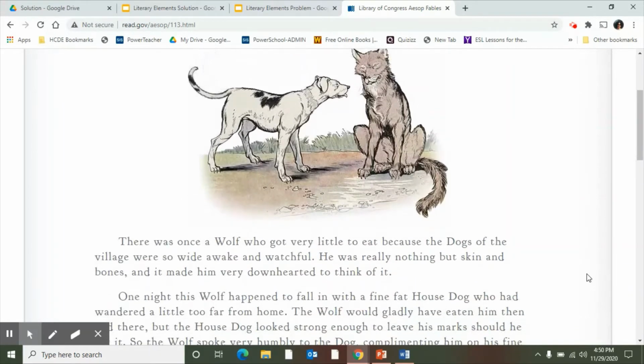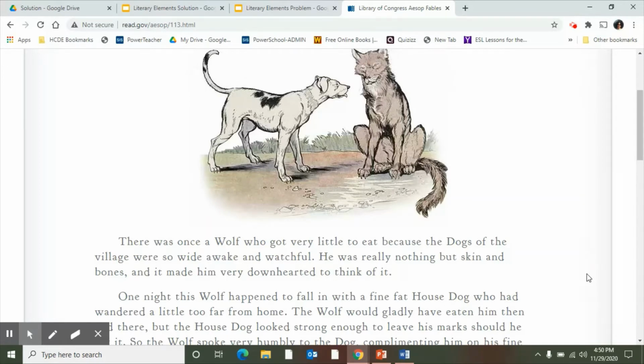There was once a wolf who got very little to eat because the dogs of the village were so wide awake and watchful. He was really nothing but skin and bones, and it made him very downhearted to think of it.